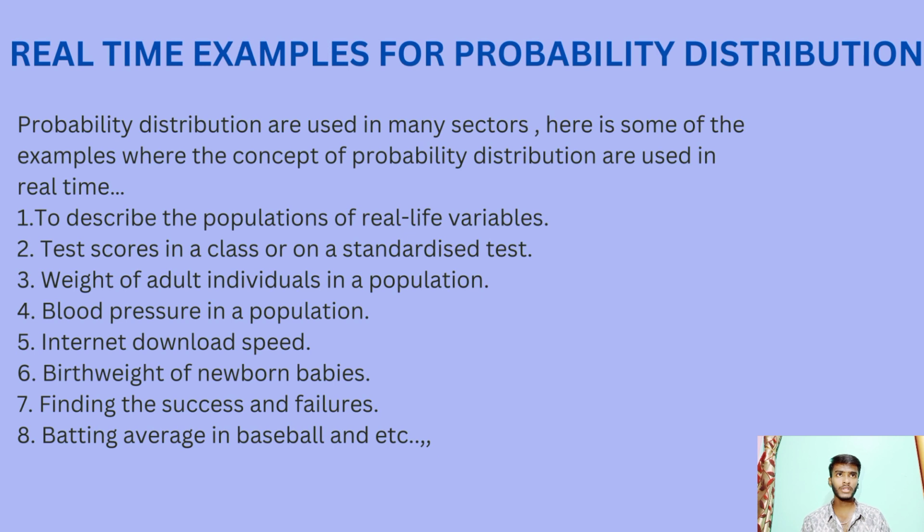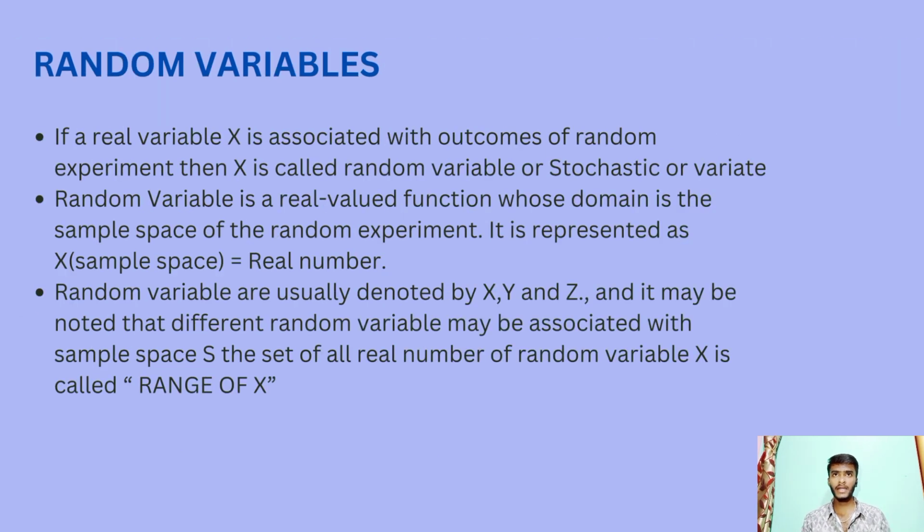Now let's see the real-time examples for the probability distribution. Probability distributions are used in many sectors. Here are some examples where the concept of probability distribution is used in real time to describe the populations of real-life variables: test scores in a class or a standardized test, weight of adult individuals in a population, blood pressure in a population, internet download speed, birth weight of newborn babies, finding the success and failures, batting average in baseball, etc.